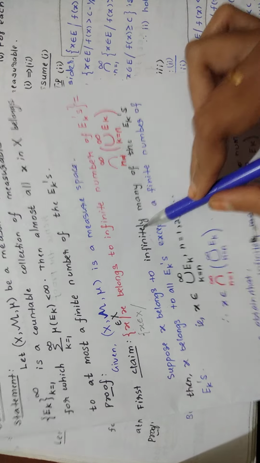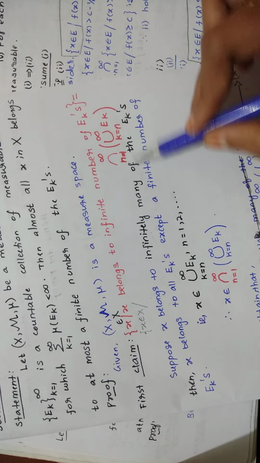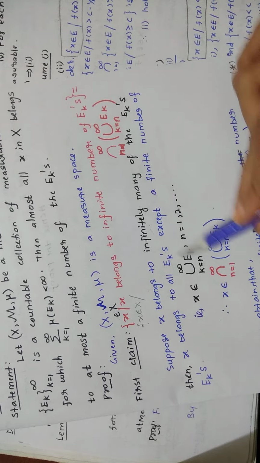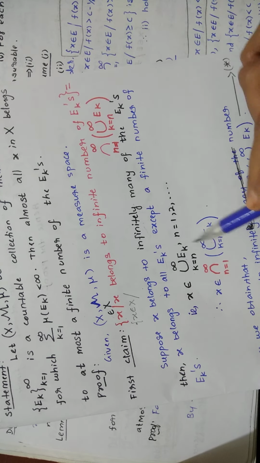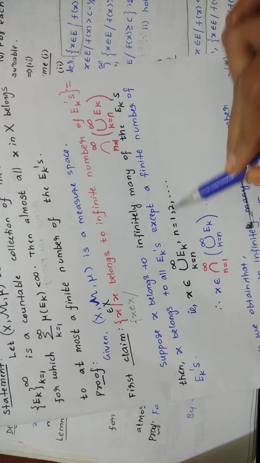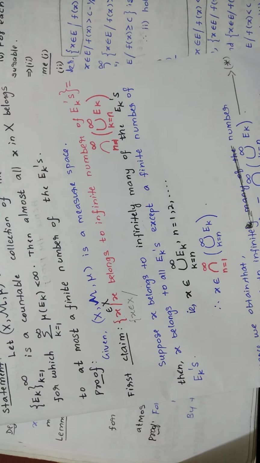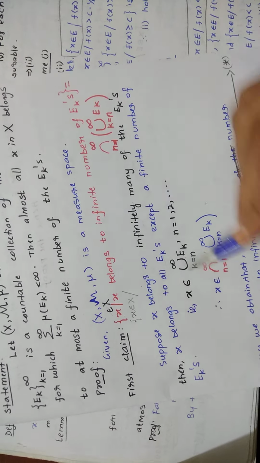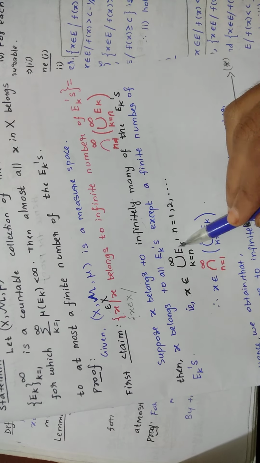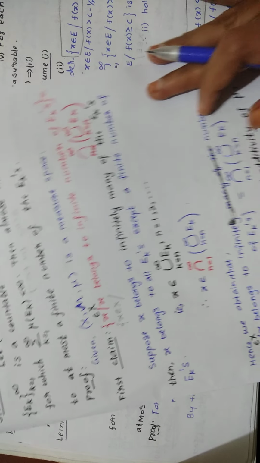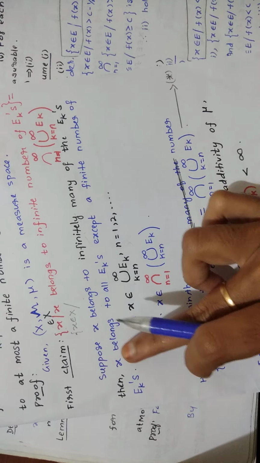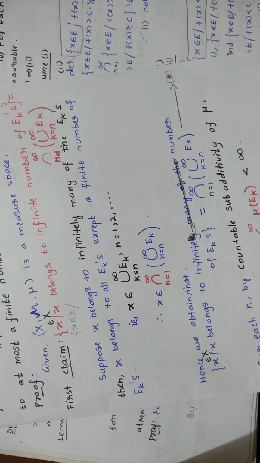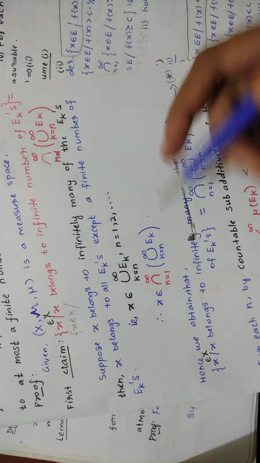Therefore, from this you can write this. x belongs to infinitely many of the E_k's, right? So from this line you are writing this. x belongs to the union, k equal to 1 to infinity, E_k, where n varies from 1 to infinity, because x belongs to infinitely many of the E_k's. That is what you are writing. Now here you wrote that x belongs to all E_k's, right? It is present in E1, E2, E3, E4. So it is present in all the E_k's, all infinitely many. So that is why you are writing x.